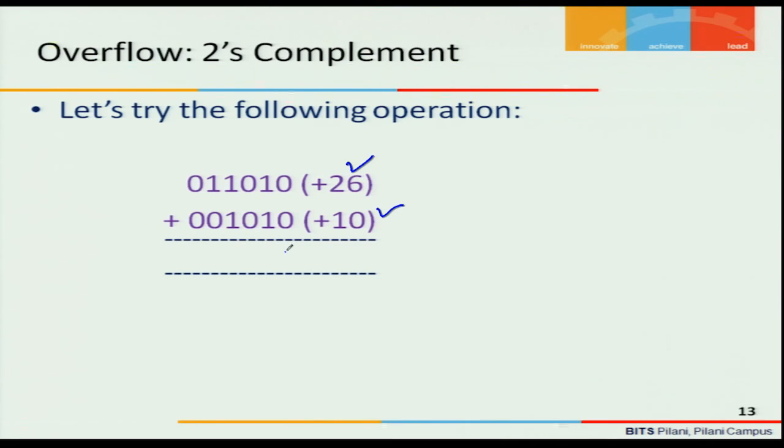So 0 plus 0 is 0 here; 1 plus 1, sum equals 0, carry equals 1; sum equals 1 and carry equals 0; 1 plus 1, sum equals 0, carry equals 1; 1 plus 1, sum equals 0, carry equals 1; sum equals 1 here, and the carry generated from this is 0. Look at the result. Is this result correct?